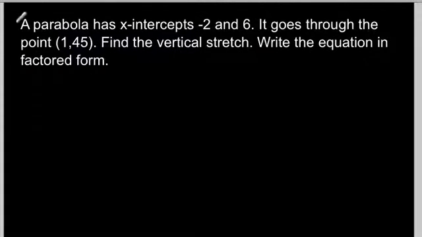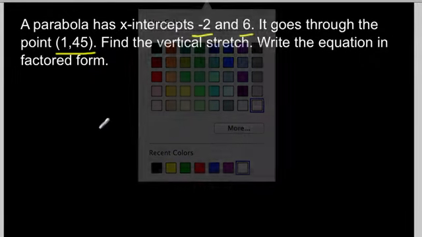So let me do that with an example for this video. A parabola has x-intercepts -2 and 6. It goes through the point (1, 45), so x is 1, y is 45. Find the vertical stretch and write the equation in factored form. Now, one good thing to do always is draw a sketch. When in doubt, draw it out. So let's draw a quick little sketch of what this looks like.